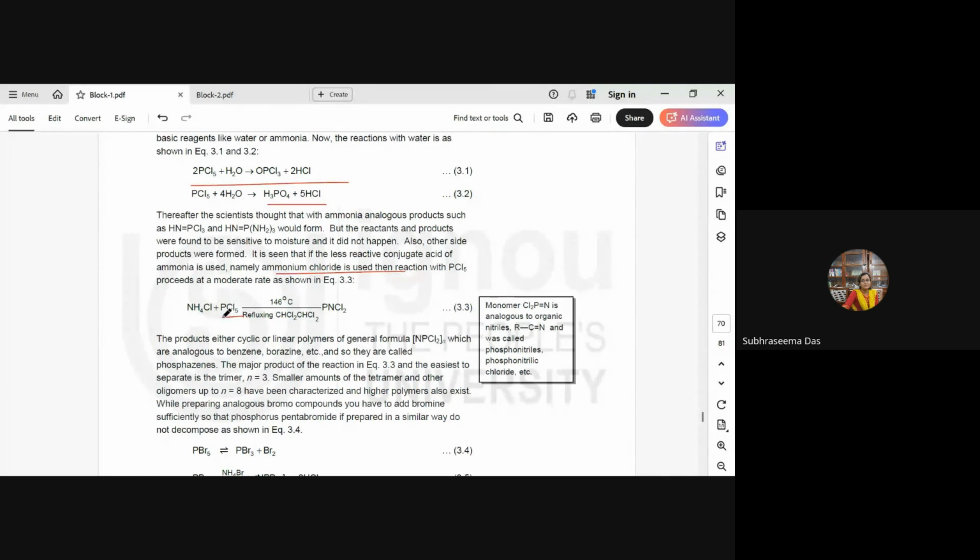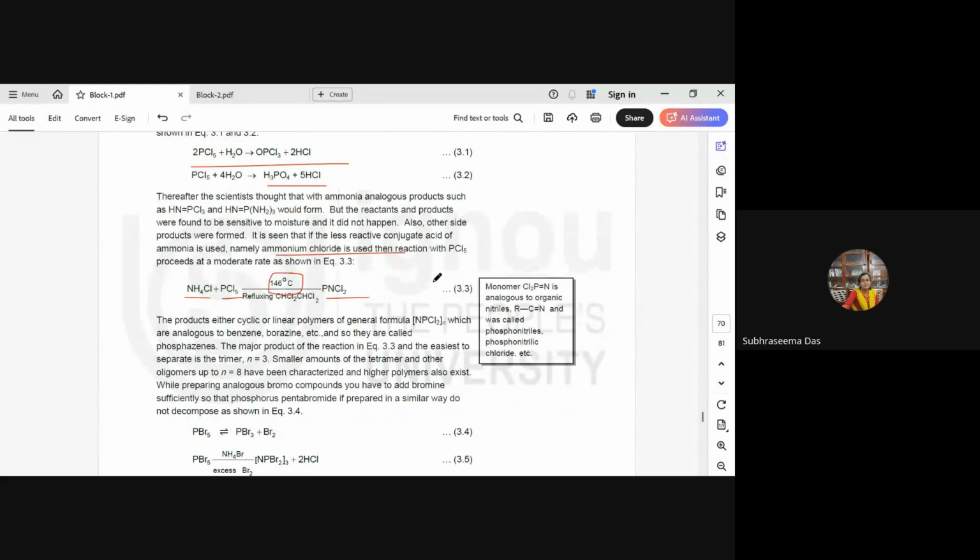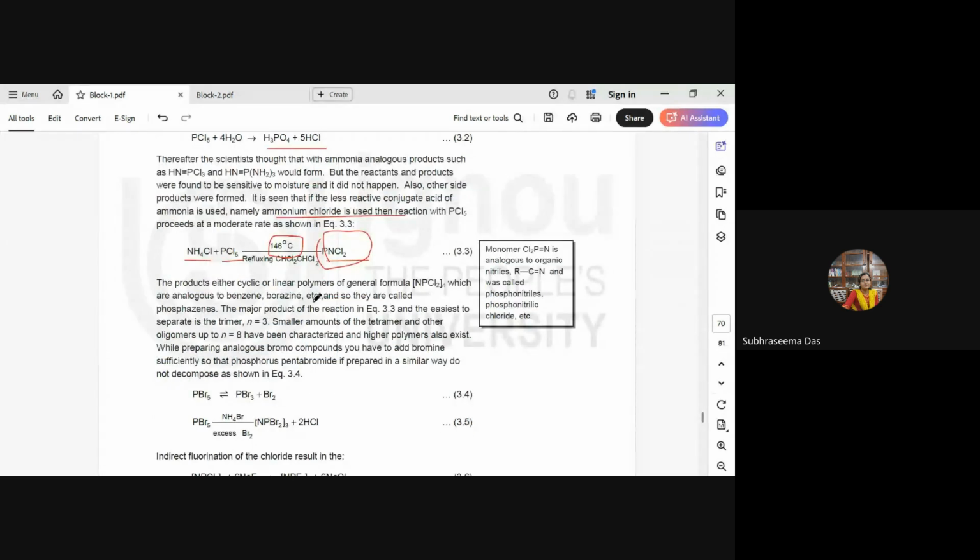but PCl5 reacted with ammonium chloride at 146 degrees centigrade, forming (PNCl2)n. These are called phosphonitriles. These products, (PNCl2)n, are either cyclic or linear polymers, and they have this general formula (PNCl2)n, which is analogous to benzene, and that is why they are called phosphazenes. The general formula for phosphazenes is (PNCl2)n, where PNCl2 indicates the monomer and n is the repeating unit to form the polymer.